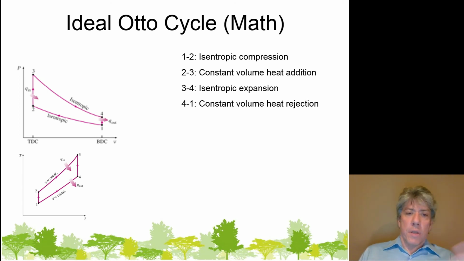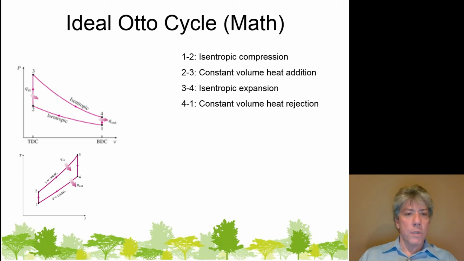So now let's consider the math behind this. We set this up very carefully so that each of these processes are processes that we could analyze with the tools we have so far. So from state 1 to state 2 is an isentropic compression process. We were doing that basically all the way back in closed systems. 2 to 3 is a constant volume heat addition process. 3 to 4 is an isentropic expansion. And 4 to 1 is a constant volume heat rejection process, stepping around the PV diagram.